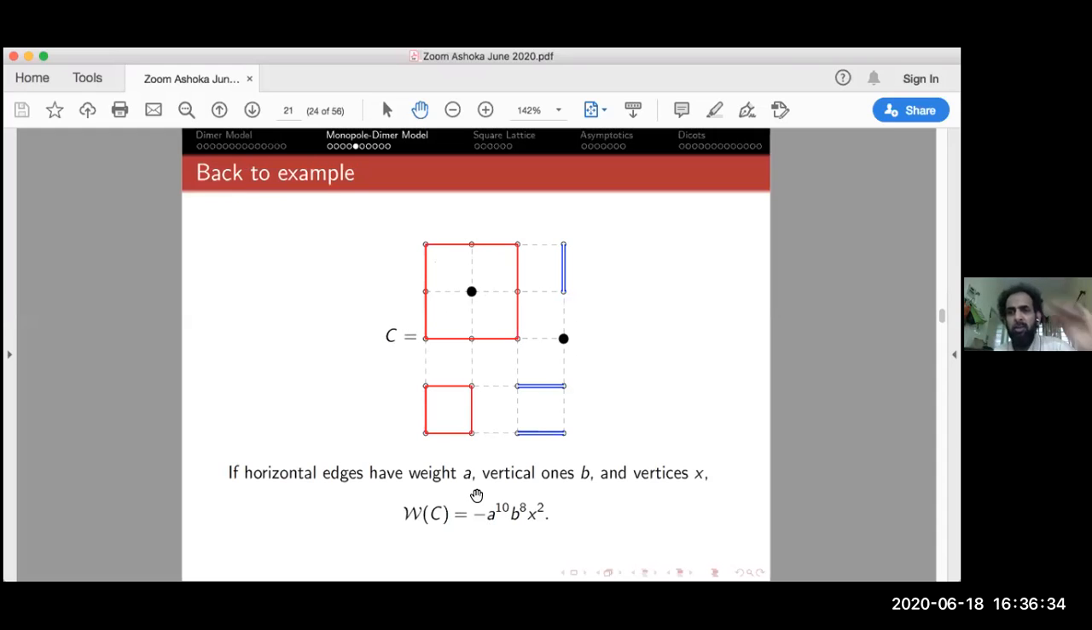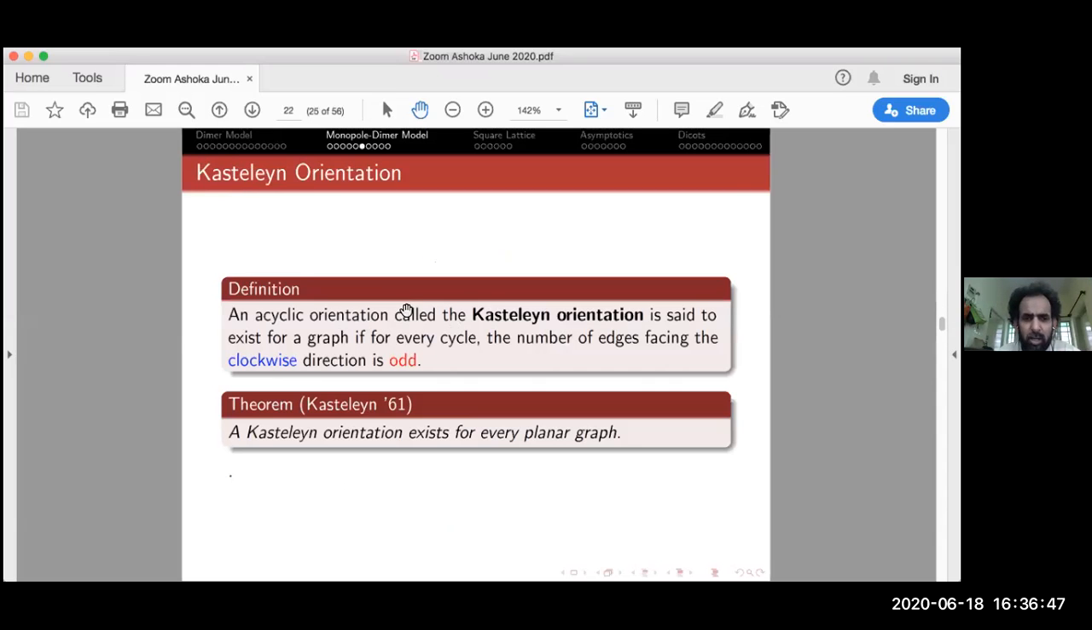From a physics point of view, I should admit that these are less interesting because there are signs, but there is still something nice going on. I'll explain that in a second. So I just recall again what the Kasteleyn orientation is: the number of clockwise edges in every face is odd. Again, this is for a planar graph, and this was Kasteleyn's theorem.